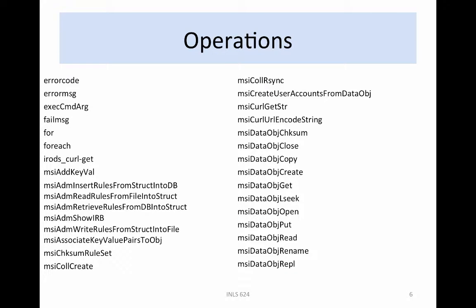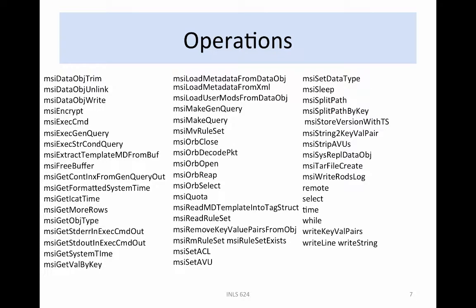The operations that were performed are listed here. The operations include workflow functions such as loops and conditional tests, list manipulation functions, structure manipulation, and file manipulation. The workflow operations have names similar to those used in programming languages, such as for a for loop, and select to create a query. The microservice names start with MSI. Each microservice implements a specific operation, such as copy a file, MSI data obj copy, or read a file, MSI data obj read, or get the system time, MSI get system time.